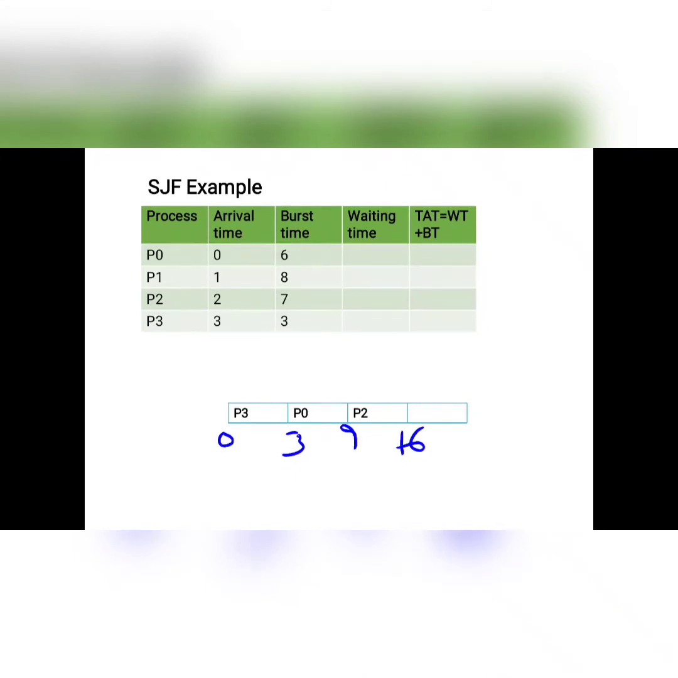So now the next process, the next least process, that is 8, will start here. So the process P1 will start here. So 0, 3 and 9, 9 plus 7 is 16, 16 plus 8 is 24. So when we consider the FCFS and SJF, the final value is the same, 24 is the same here.